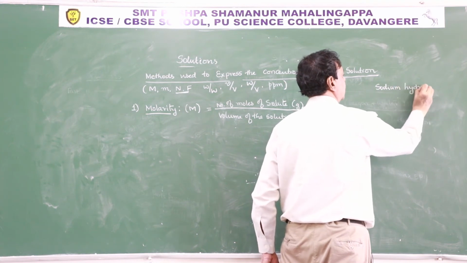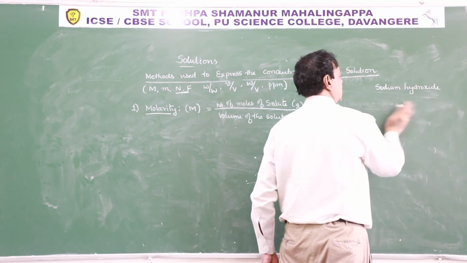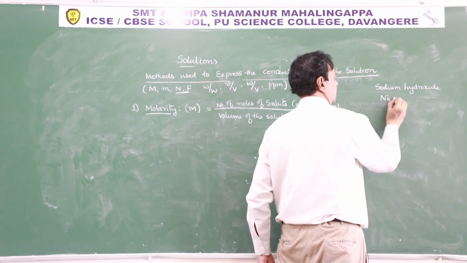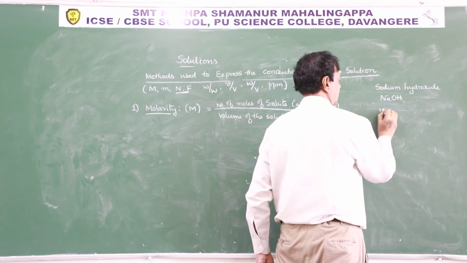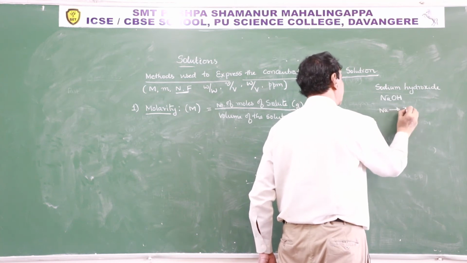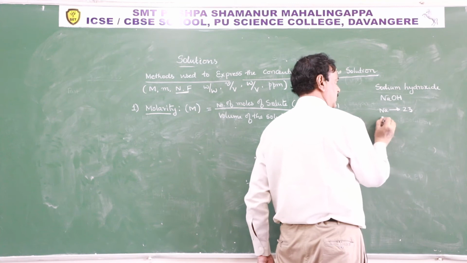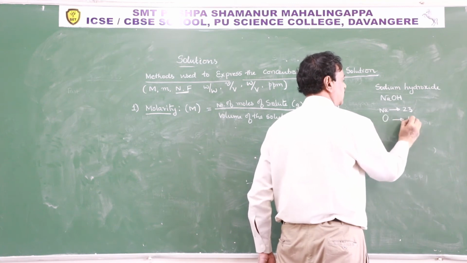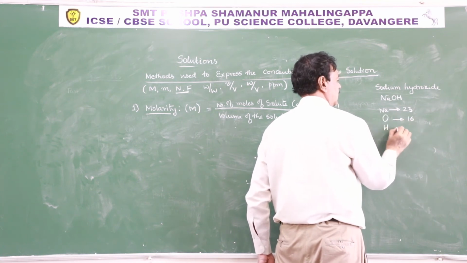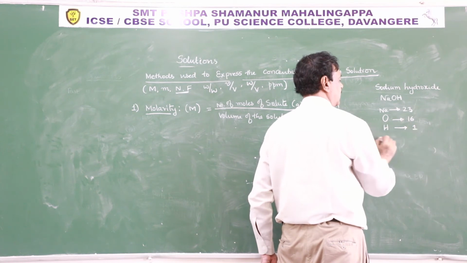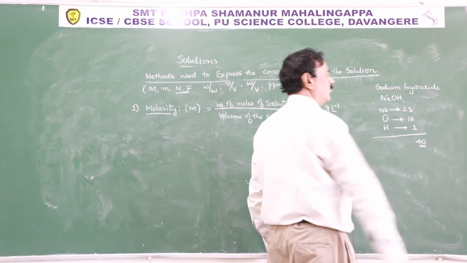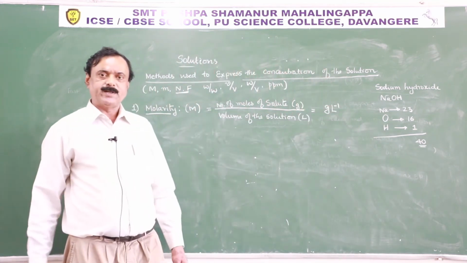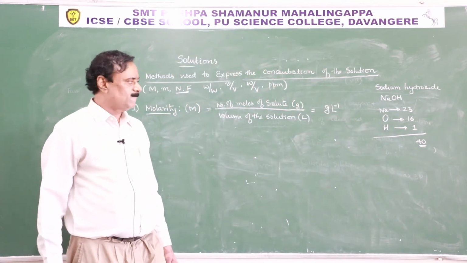Sodium hydroxide. Molecular formula: NaOH. Molecular mass: sodium has atomic mass 23, oxygen 16, hydrogen 1. The total is 40. The molecular mass of sodium hydroxide is 40.